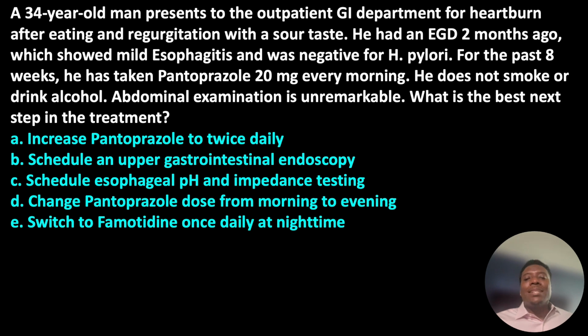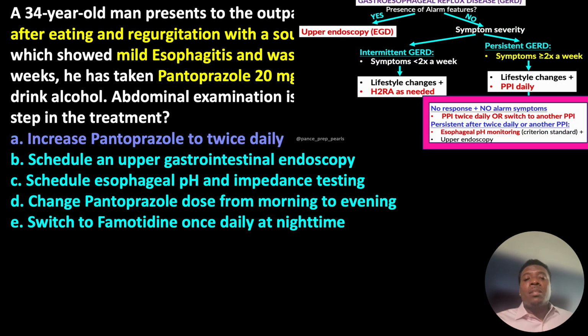What is the best next step in this treatment? This patient presented with symptoms of heartburn and regurgitation, and they were taking a PPI daily. They still have no alarm symptoms, so the best next thing to do for this patient is to switch to a twice daily version of a PPI.